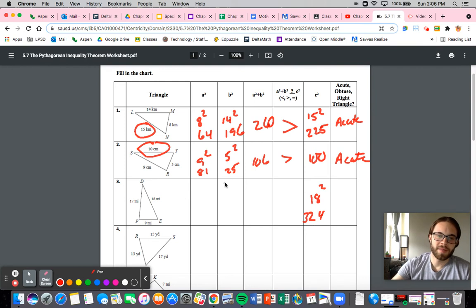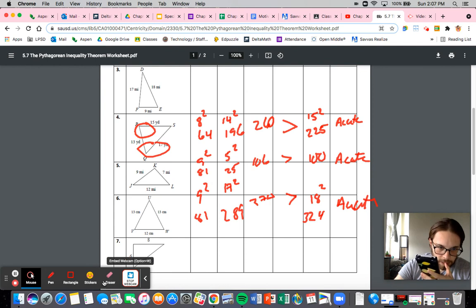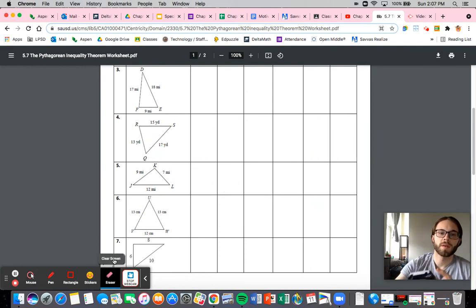All right, 17 squared. 9 squared, so we have 81. 17 squared, 289. I add those together, 370. Okay. That'll end up once again with this being acute. All right, let's scroll a few down. Okay, so we just did all those. Let's look at this one here.